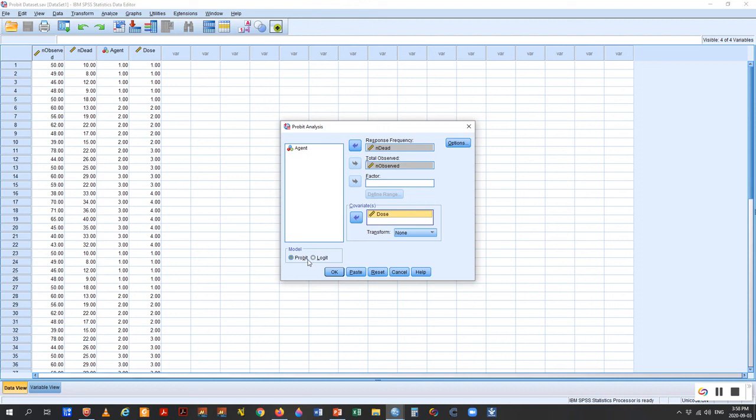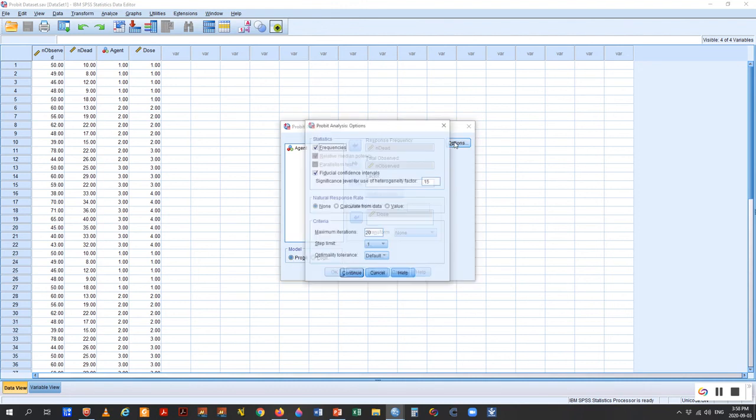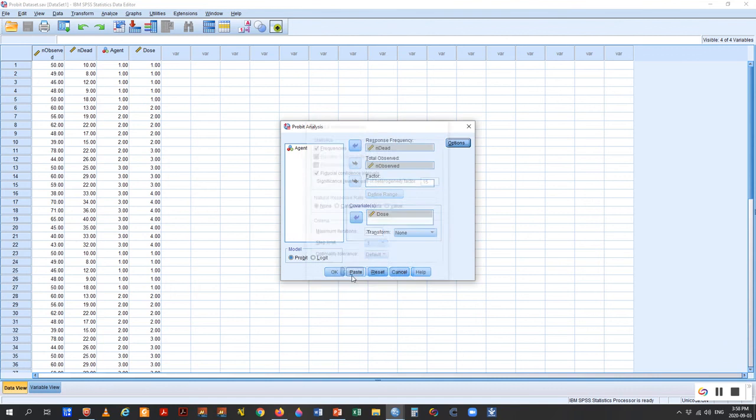Under model, we're choosing the Probit distribution. Okay, so here, we're not looking at the model, we're looking at the type of mathematical distribution. In options, on the top right, we have statistics, and we have to ensure that frequencies and fiducial confidence intervals are both selected. We click Continue and OK.